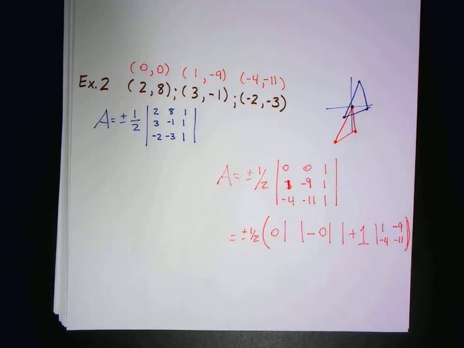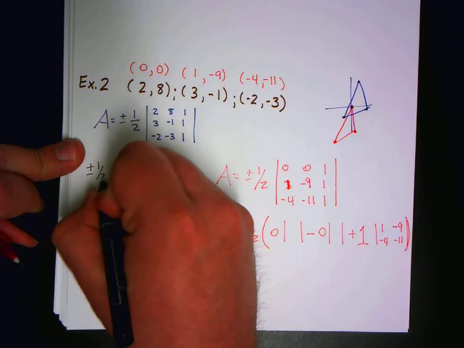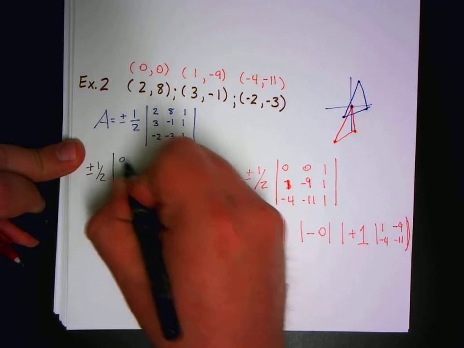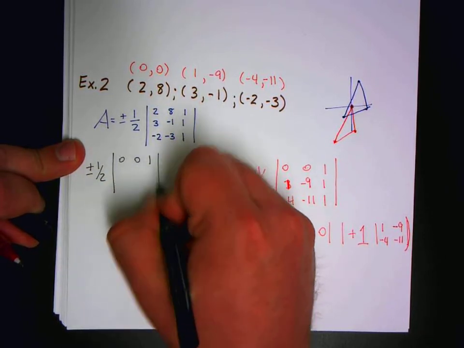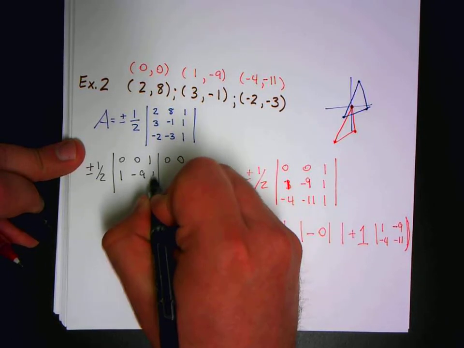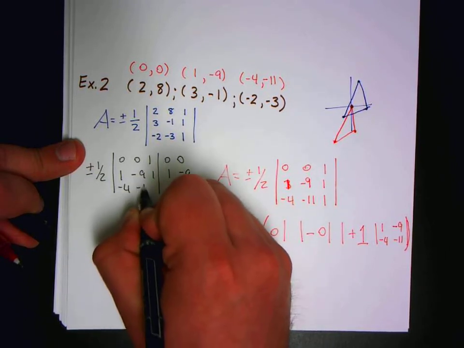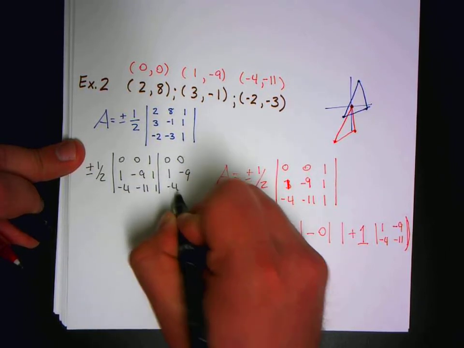Why is that a negative 0? Because we do plus, minus, plus. Can you show us the way we put the numbers on the outside? Doing the numbers on the outside, you would have plus or minus 1/2 times the determinant of 0, 0, 1, 0, 0, 1, negative 9, 1, 1, negative 9, negative 4, negative 11, 1, negative 4, negative 11.